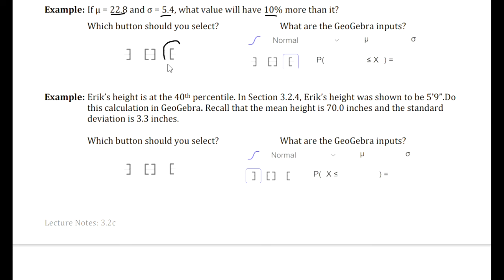Well, we're going to have 10% more, so we need the more than. Then we put in the specifications for the parameters. So 22.8 for mu, 5.4 for sigma. And then we want this to be 10%. So we go to the proportion form, the 0.10. Then when we go to GeoGebra, the percentile will pop out in this box here.